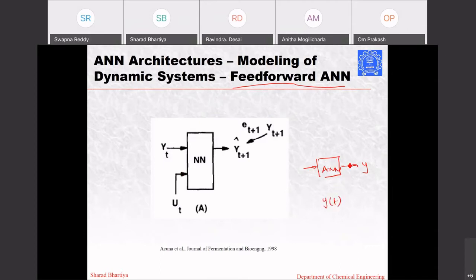And so the question is whether we can take the initial condition. So if this is Y of T, whether we can take Y of T minus 1 and the other inputs, just like in an ARX model, and model this as a dynamic system. Such neural networks are known, in fact, as NARX models, non-linear ARX models. And that is also something that can be implemented.